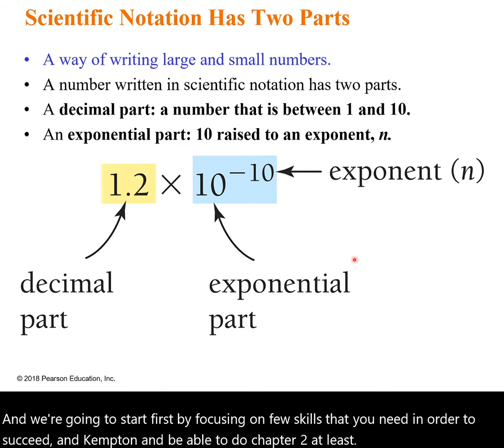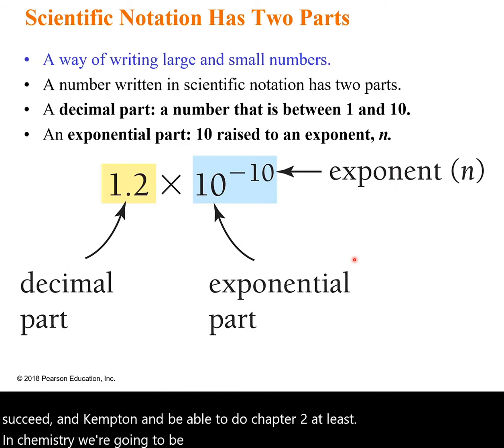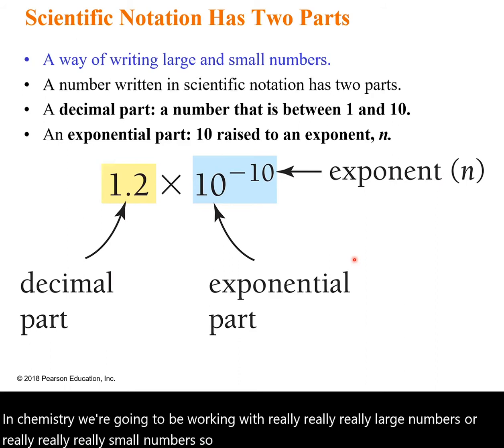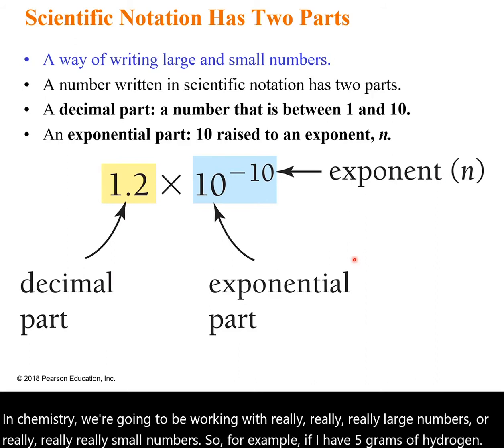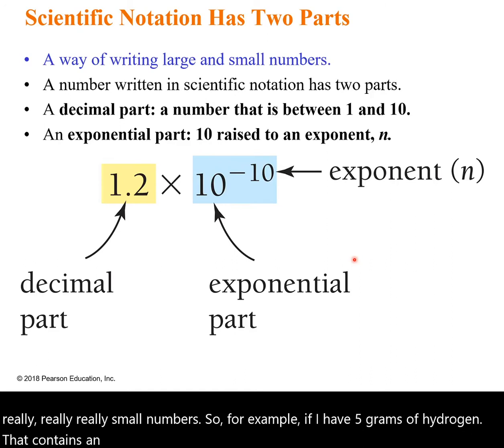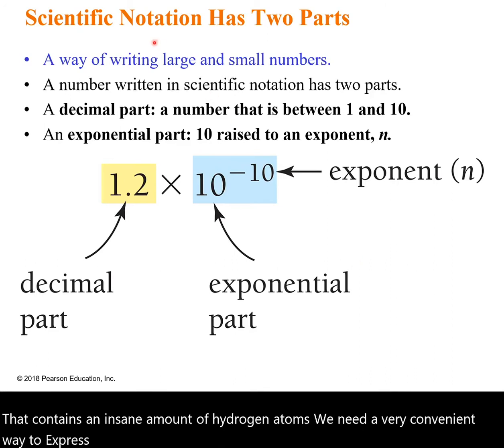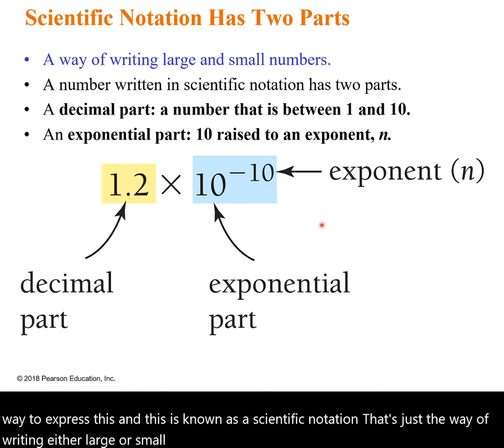In chemistry, we're going to be working with really large numbers or really small numbers. So for example, if I have 5 grams of hydrogen, that contains an insane amount of hydrogen atoms. We need a very convenient way to express this, and this is known as scientific notation. It's just a way of writing either large or small numbers in a very convenient way.